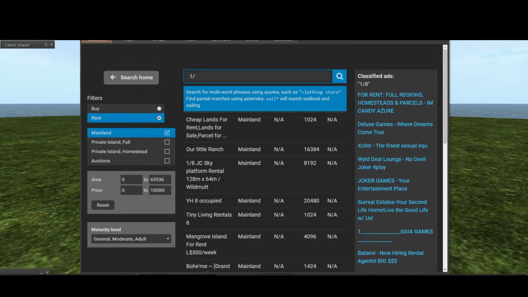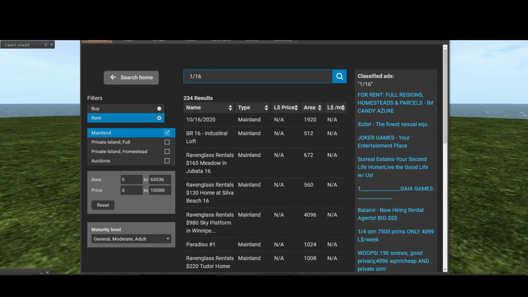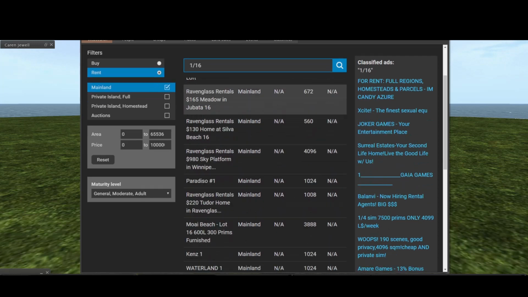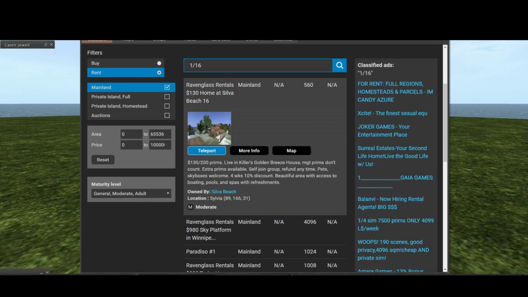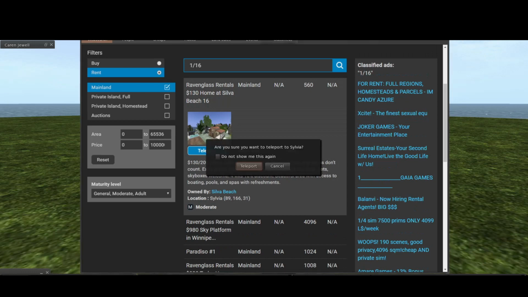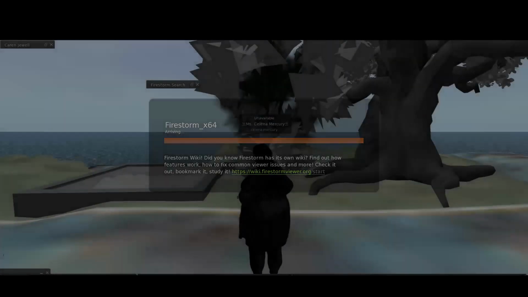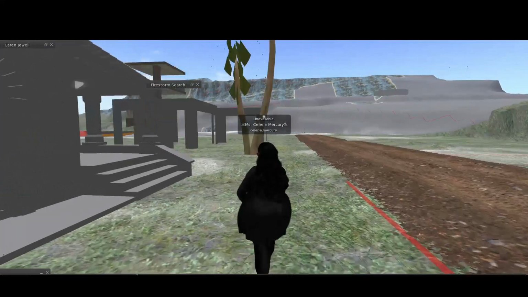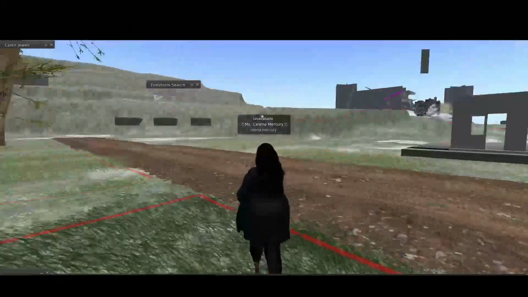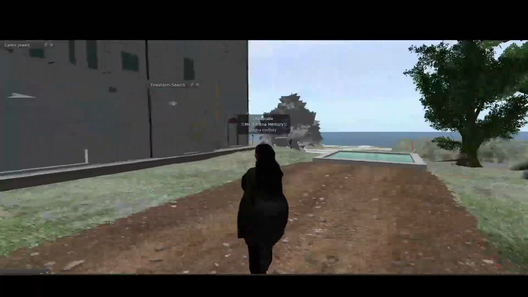If you are looking for a 1/16, beach home. Let's go see what it looks like. 130 Linden, 200 prims. Let's go see it. Again, remember this will be a rental. You will not pay directly to Linden Labs for it. You do not have to have a premium membership in order to have a rental.